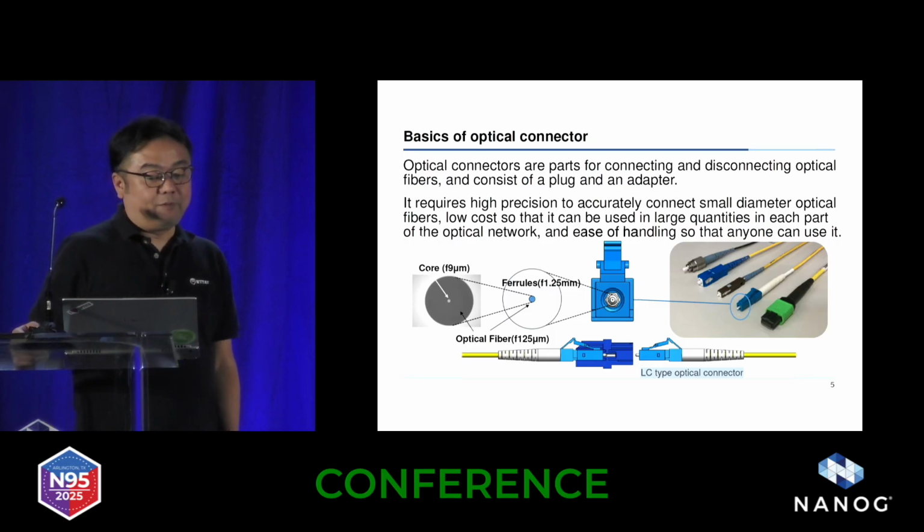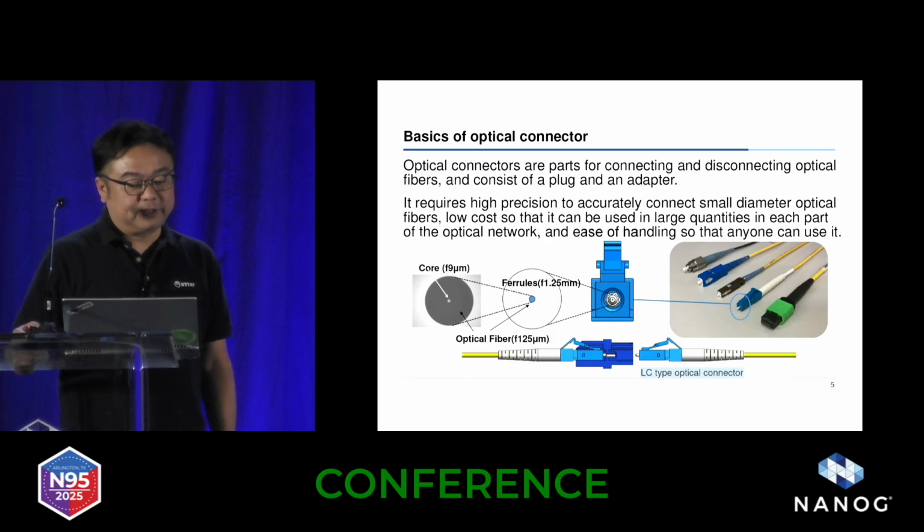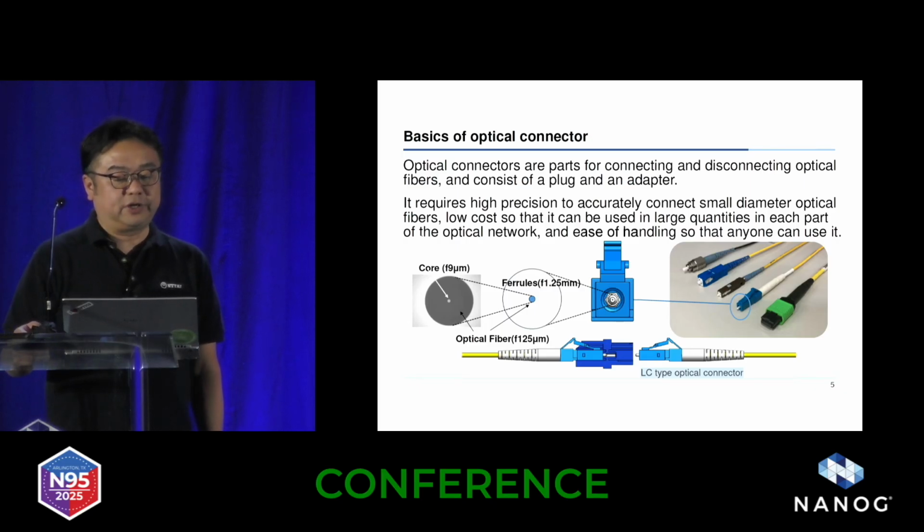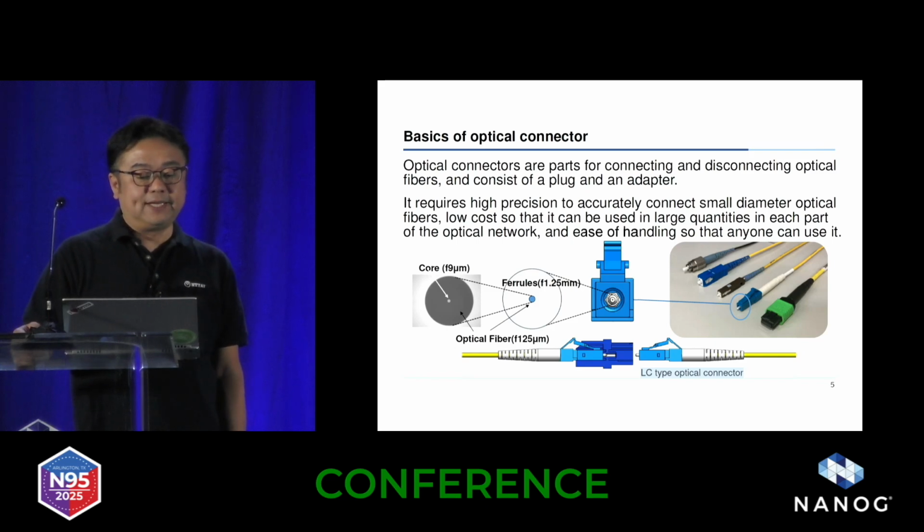Now, let me talk about the introduction of optical connectors. Optical connectors are components used to connect and disconnect optical fibers. They must be able to connect an optical fiber accurately at a low cost and be easy enough that anyone can use them. There's a tiny light path in the center of the fiber, about the thickness of a human hair, and it is necessary to align this precisely.